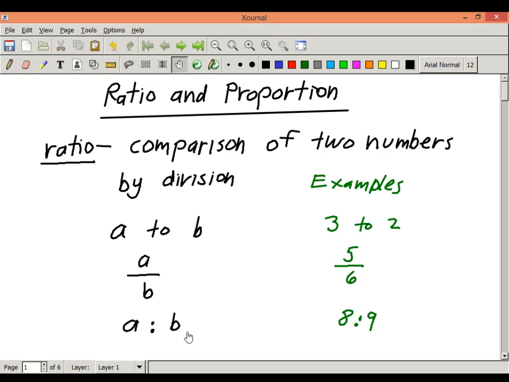Rarely we see a ratio written with a colon, so A colon B. For example, the ratio of 8 to 9 can be written as 8 colon 9. But like I said, our main way to write a ratio is going to be with that second way, writing it as a fraction.